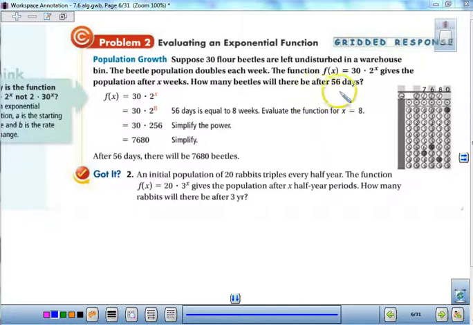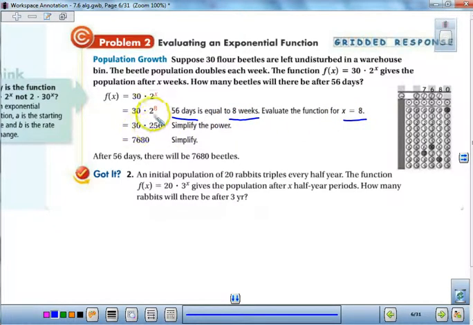How many beetles will there be in 56 days? Well, if we are looking at this, we're going to start with our function, 30 times 2 to the x. Why do we want to replace x with 8? Well, 56 days is actually equal to 8 weeks. So x is going to be 8.